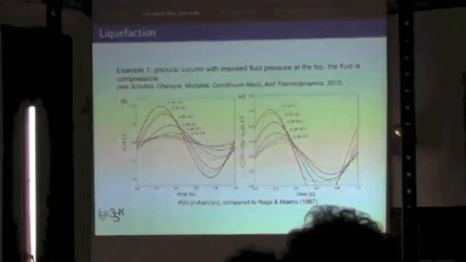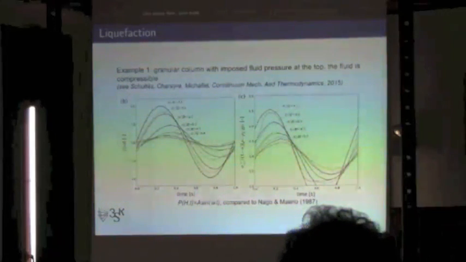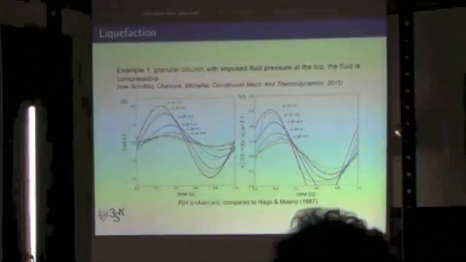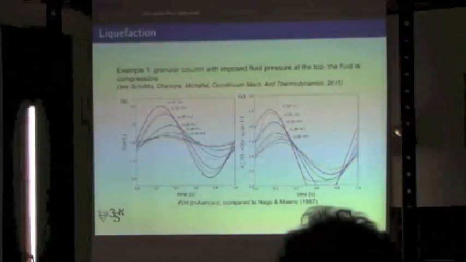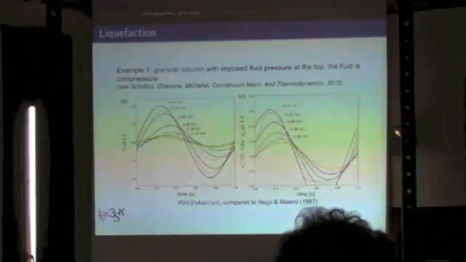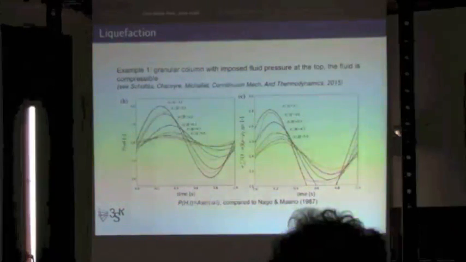There is again an analytical solution for that. The solid line is the analytical solution and the simulation is the dotted line. The interesting thing is that at some point you can have a pressure in the fluid which is larger than the total weight of the column, and so you should have liquefaction. In the analytical solution, which is based on linear elasticity, it results in a traction in the skeleton.